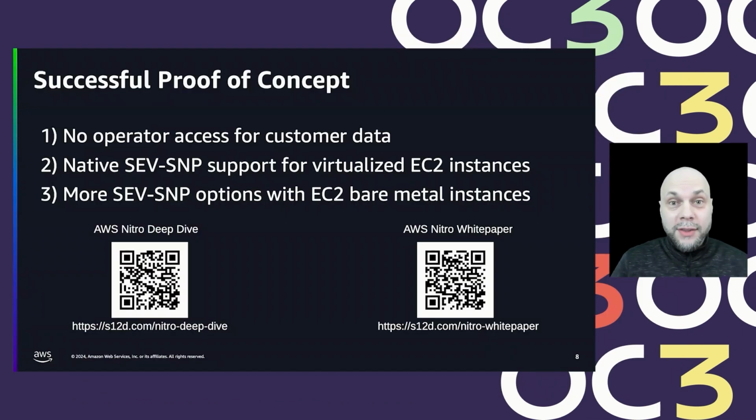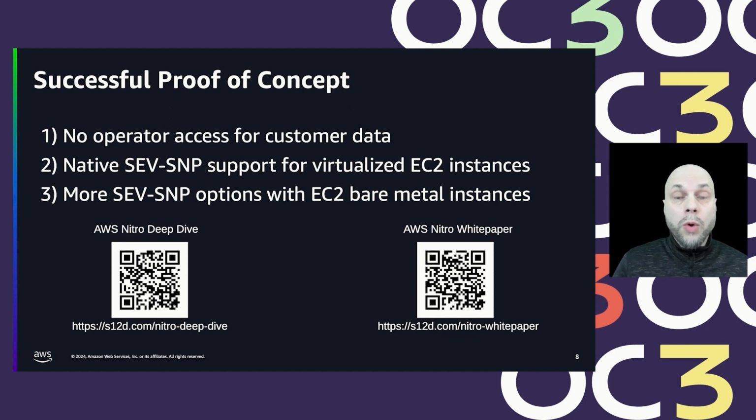Now that we have seen how to run COCONUT-SVSM-enabled workloads on EC2 bare metal instances, I want to emphasize on the following. With the AWS Nitro system, you have the best place to run your confidential compute workloads. Why? First of all, the Nitro architecture ensures that our operators have no access to customer data. Second, even today, you can leverage SEV-SNP features natively with EC2 virtualized instances. And for our customers that require more options, we are providing EC2 bare metal instances to support their requirements.